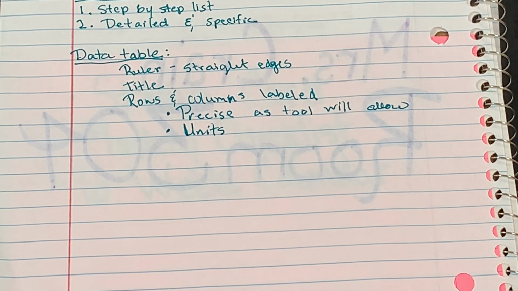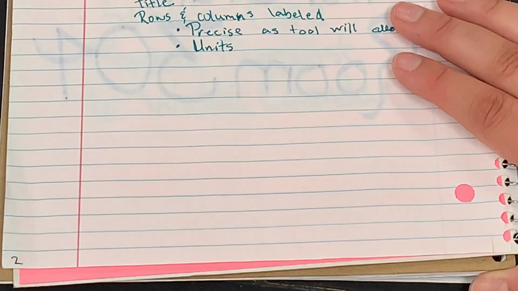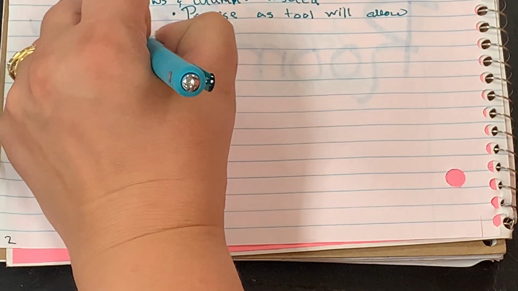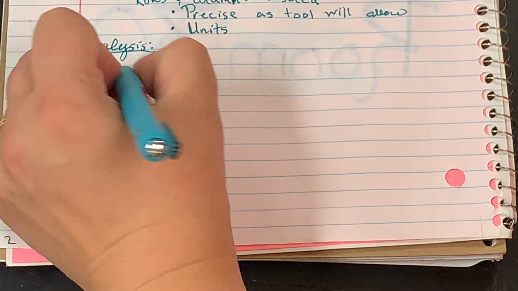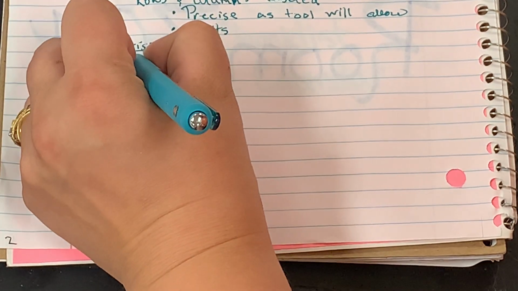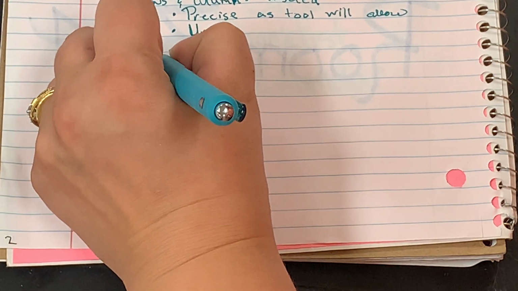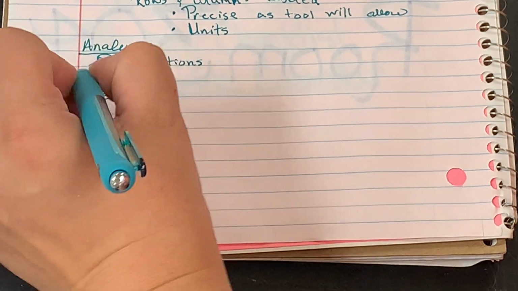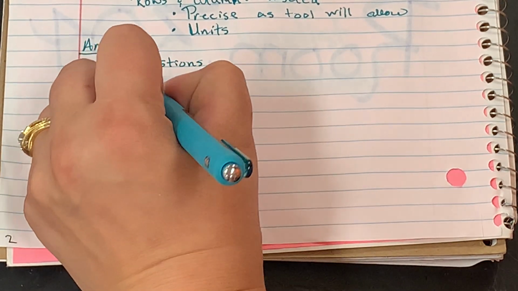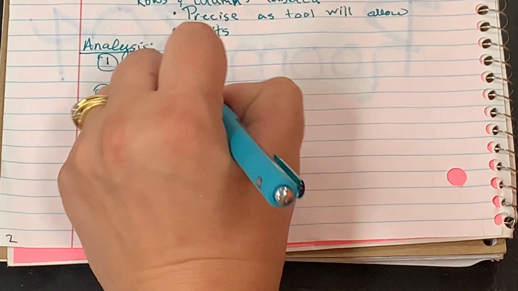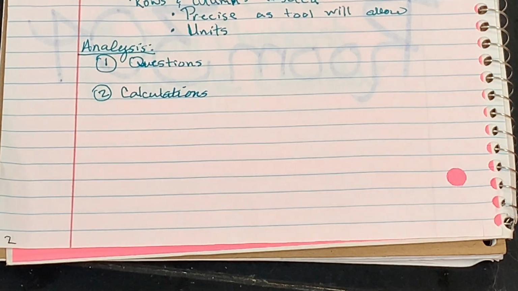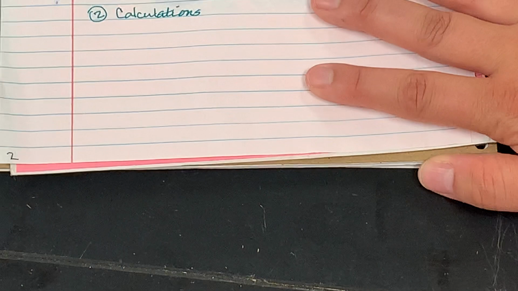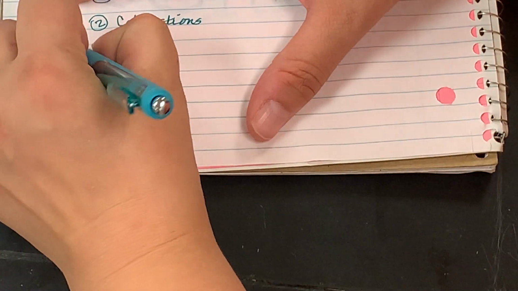All right? So after your data table, we are going to have a section for analysis. This is where you would answer questions that Ms. Crane asked you. So sometimes I will give you some questions to go with your lab. This is where you would answer those questions. Some labs are going to involve calculations. So this would be where you do your calculations. Okay, so the analysis section is where we answer questions and go through calculations. And then the very last thing you're going to need is a conclusion paragraph.